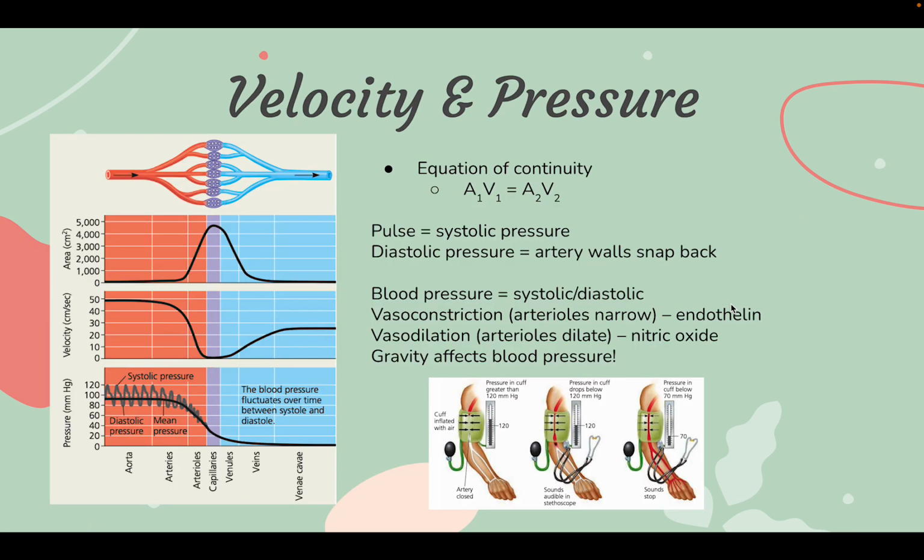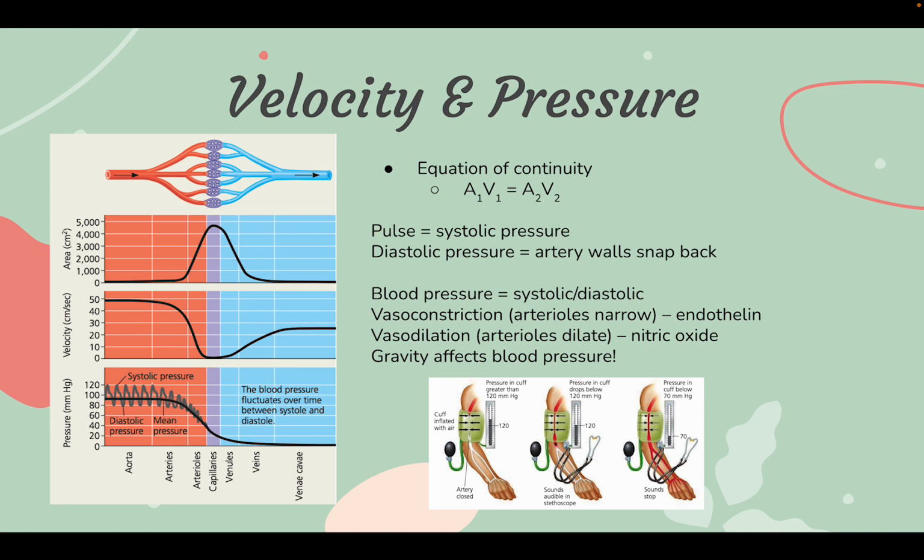So now let's talk about velocity and pressure. Obviously I mentioned that blood gets pumped through the arteries really quickly, and by the time it makes it to the veins, it's pretty slow. So in physics, there is the equation of continuity, A1V1 equals A2V2. This is essentially describing the flow of a fluid through some kind of pipe or tube.